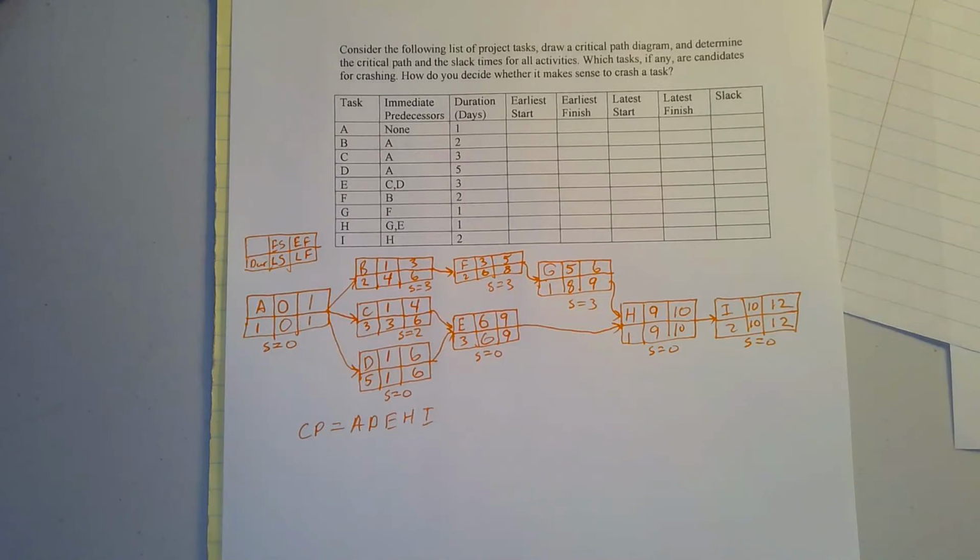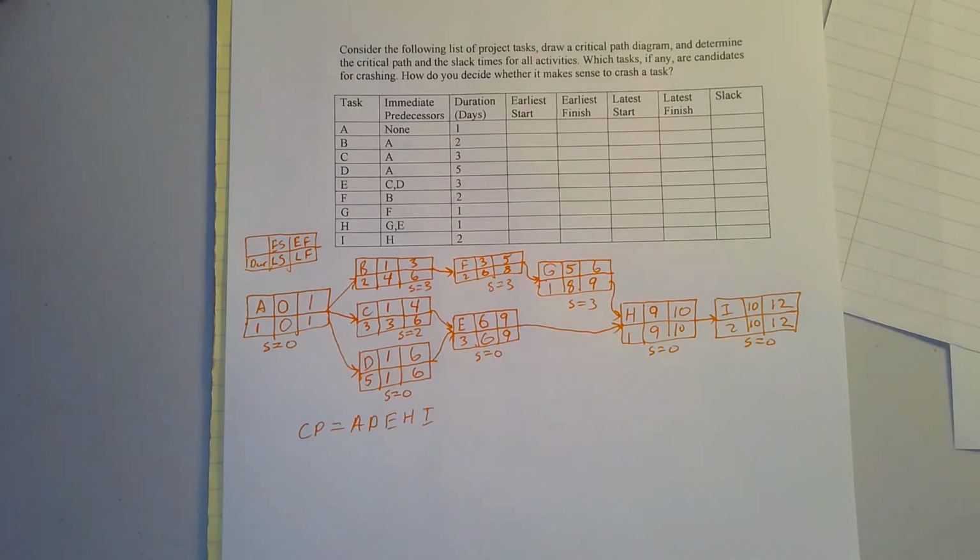Now, the way that you actually crash a project is you crash a day off a task, and then you redo the critical path method to see if it really bought you the time that you need. The reason why you have to do that is sometimes when you start crashing things, they might eventually not be on the critical path anymore. Or you might have 2 critical paths. So in order to crash a day off the project, you need to shave a day off of each path through the network.